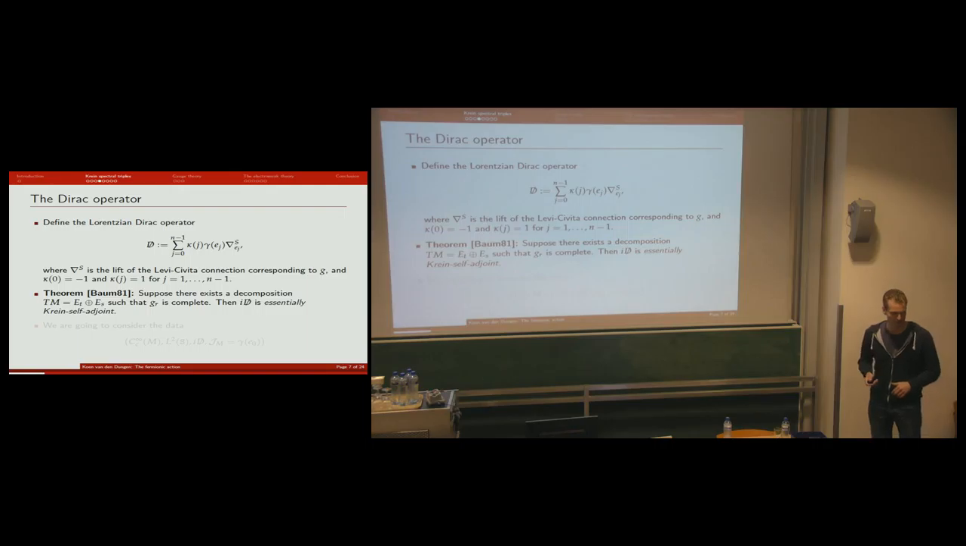What does that mean? Sorry. Essentially self-adjoint is for the Krein product. Right, so it means that the closure is Krein self-adjoint. And Krein self-adjoint means what you would expect, just self-adjoint with respect to the indefinite inner product.